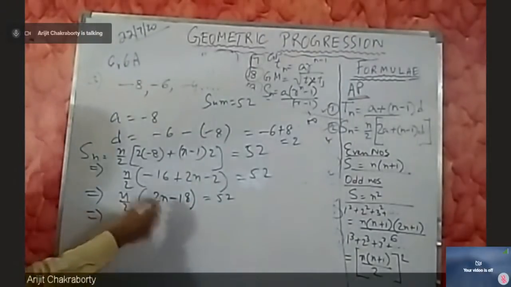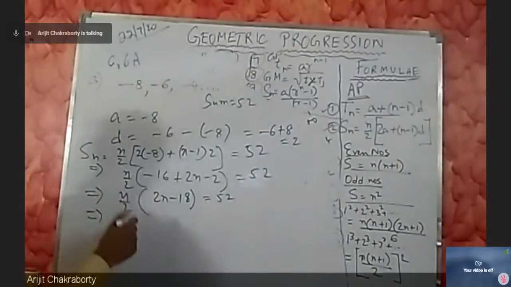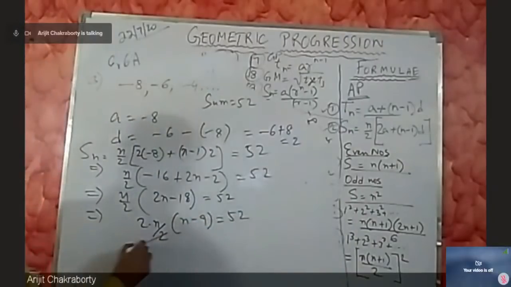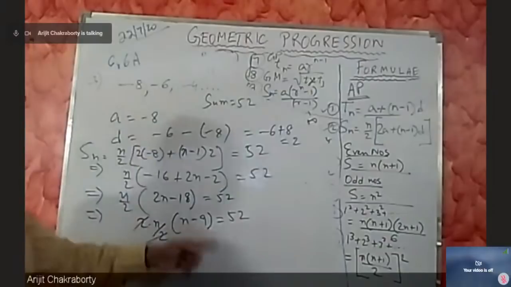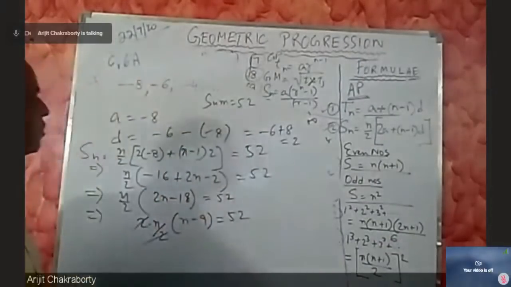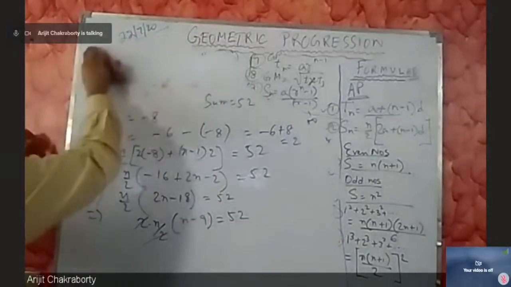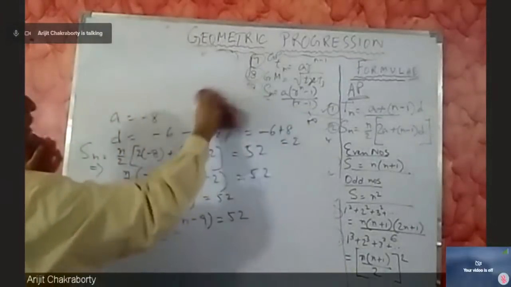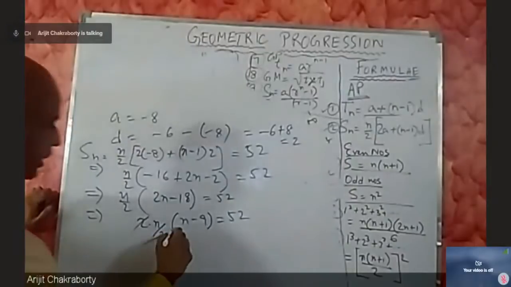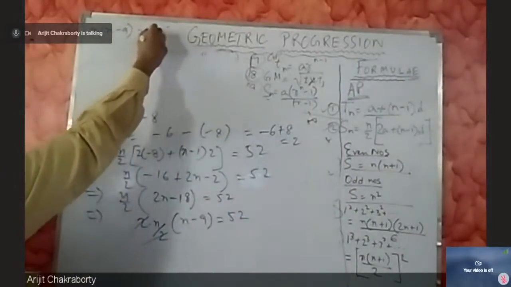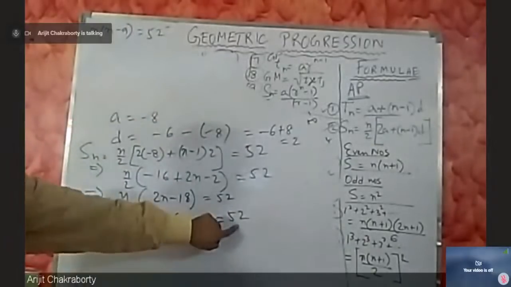I'll take 2 common, I'll bring 2 outside. So 2 into n by 2, I get n into n minus 9 equal to 52. This 2 cancels with this 2. So I'm getting a quadratic equation. Please note, a quadratic equation. I'll solve it here. So the quadratic equation I'm getting is n into n minus 9 equal to 52.